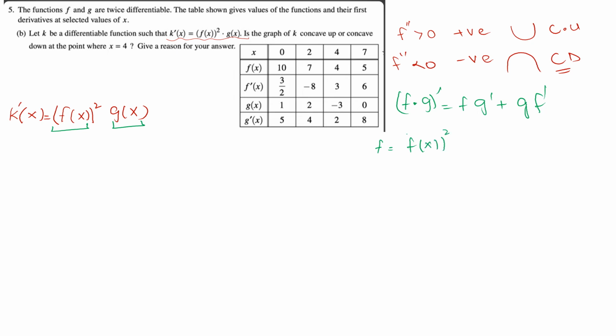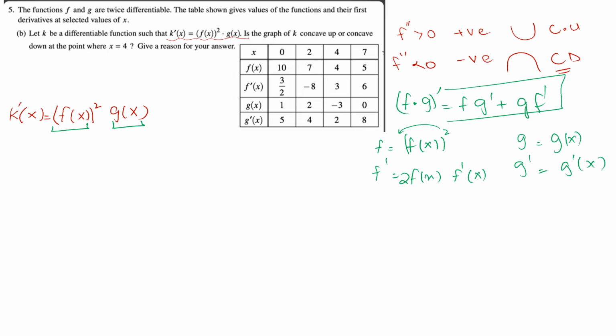To take the derivative, you have to use the chain rule. So bring the 2 here, write the f of x as it is. From the power subtract 1, so we will get 1. Now take the derivative of the inner function, that means f prime of x. Secondly, your g is g of x, so simple. The derivative of g of x will be g prime of x. All this information, just put it in this formula.